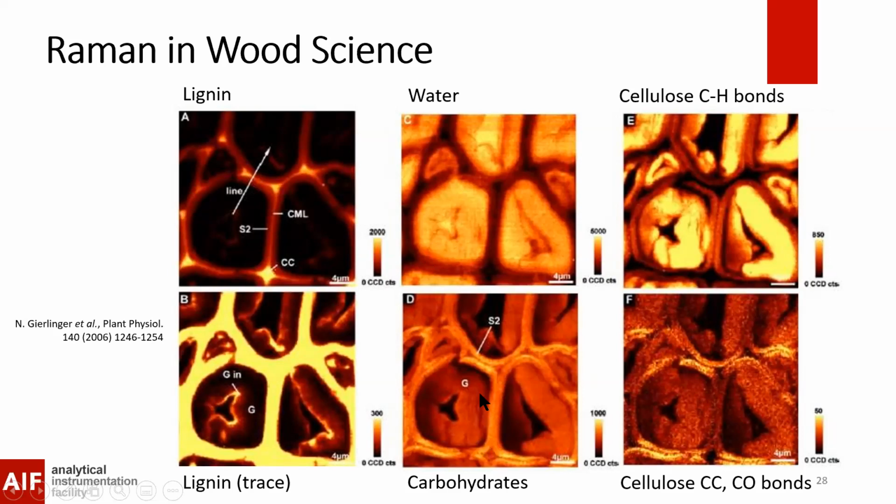And this is the carbohydrate, basically everywhere, which is the CH2, CH3 bond, or CH bond. And this cellulose CH bond is basically inside the cells, and some of them are also in the cell wall position.